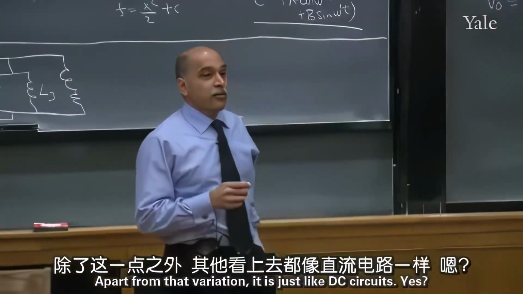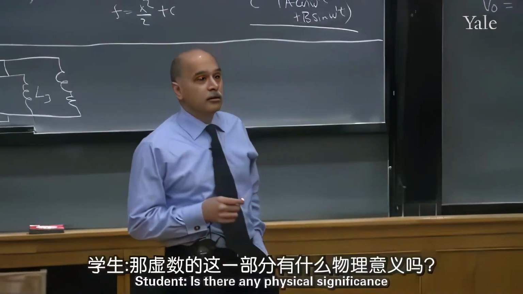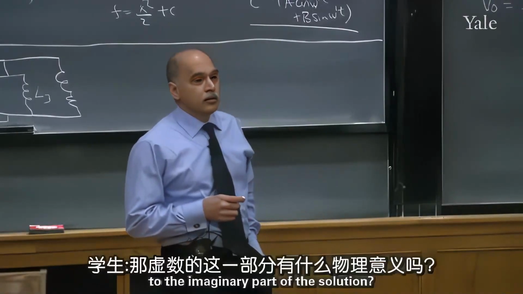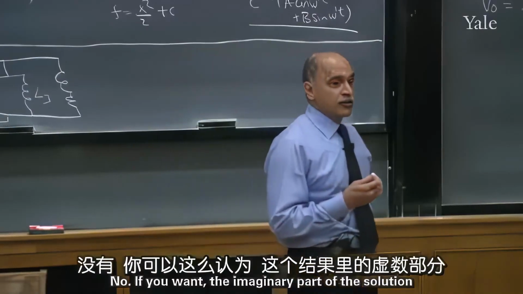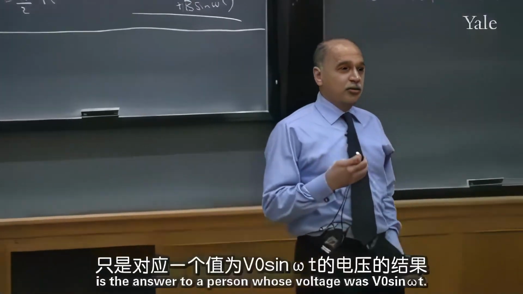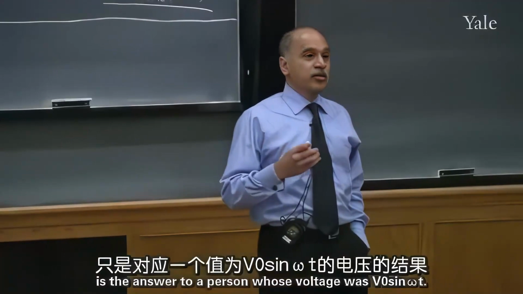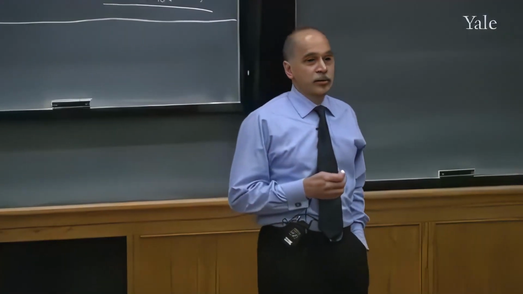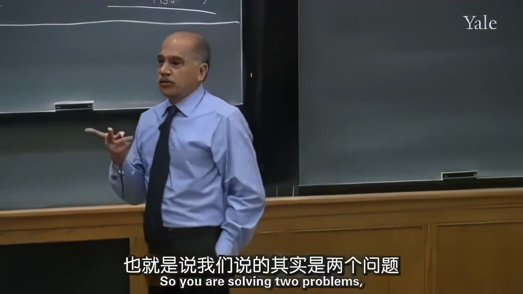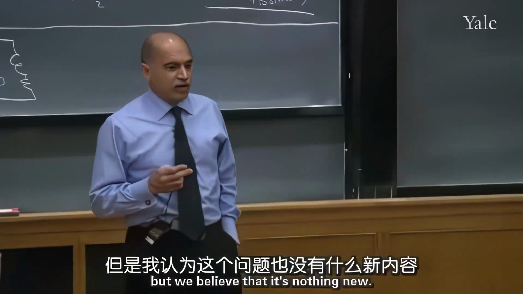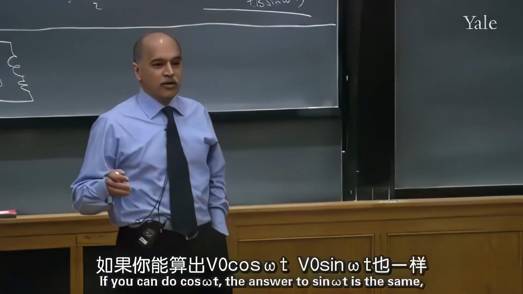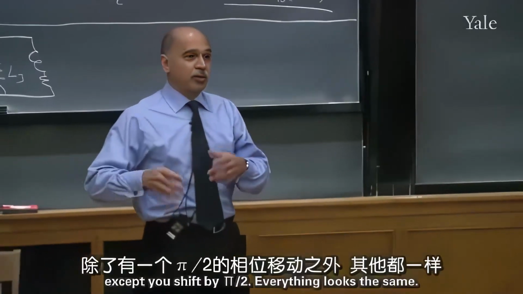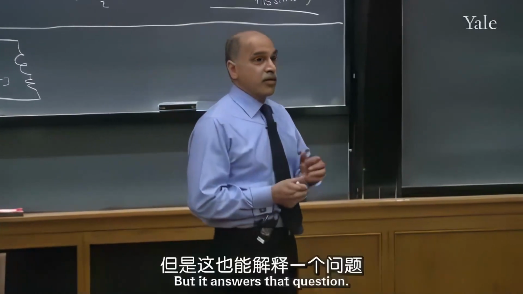So your procedure, yep? Is there any physical significance to the imaginary part of the solution? No. If you want, the imaginary part of the solution is the answer for a person whose voltage source was V naught sine omega t. Okay, so you are solving two problems, but we believe that it's nothing new. Because if you can do cos omega t, the answer to sine omega t is the same, except you shift by pi over 2. Everything looks the same. But it answers that question.